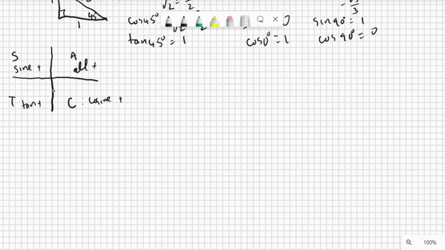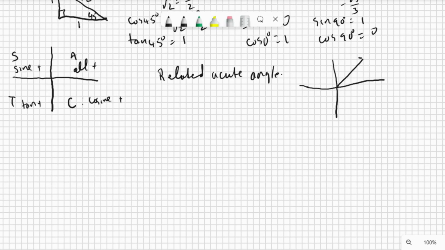Now, in order to use CAST, we have something called the related angle, or you can say the related acute angle. The related acute angle is an angle which is formed between the x-axis and the terminal arm. If this is a terminal arm, this is the related angle.